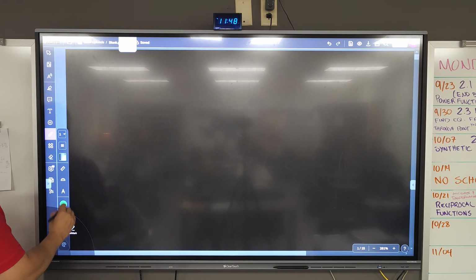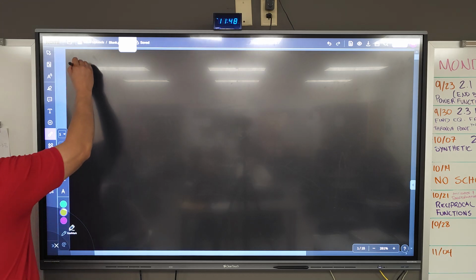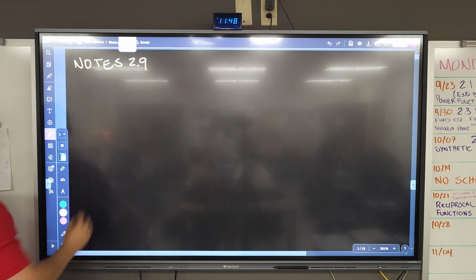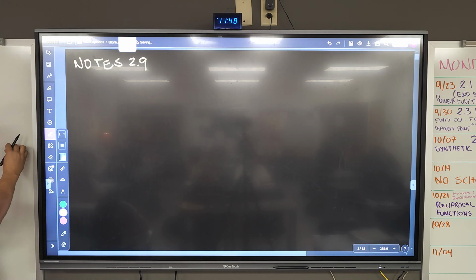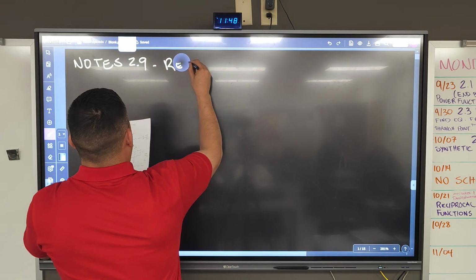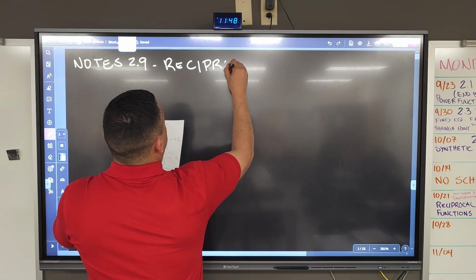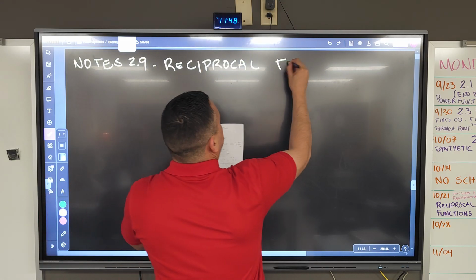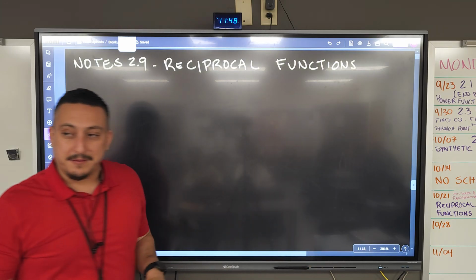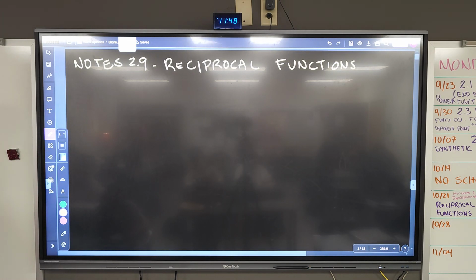This is notes 2.9. And it's dealing with reciprocal functions, which you actually have done already. We already did them. You actually had a question like this on the first test already. But we're just going to dive a little bit deeper this time.